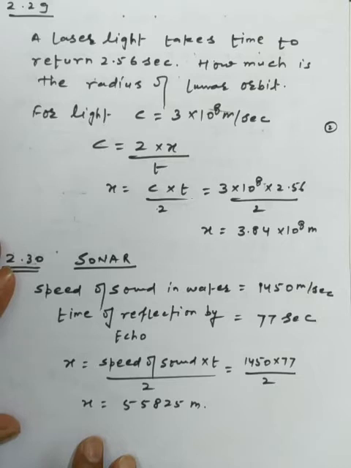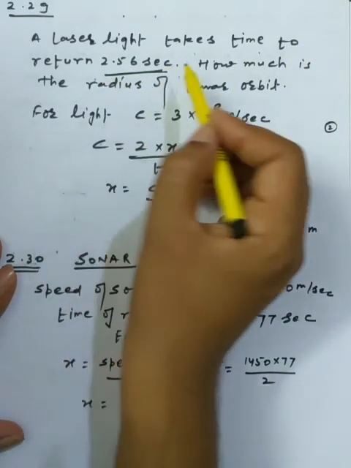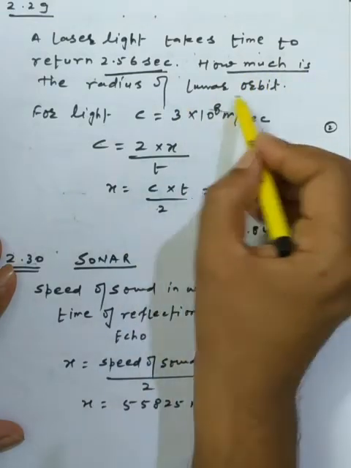These properties of the laser light can be exploited to measure long distances, and the distance of the moon from the earth has already been determined very precisely using the laser as a source of light. A laser light beamed at the moon takes 2.5 seconds to return to the surface of the earth. How much is the radius of the lunar orbit?